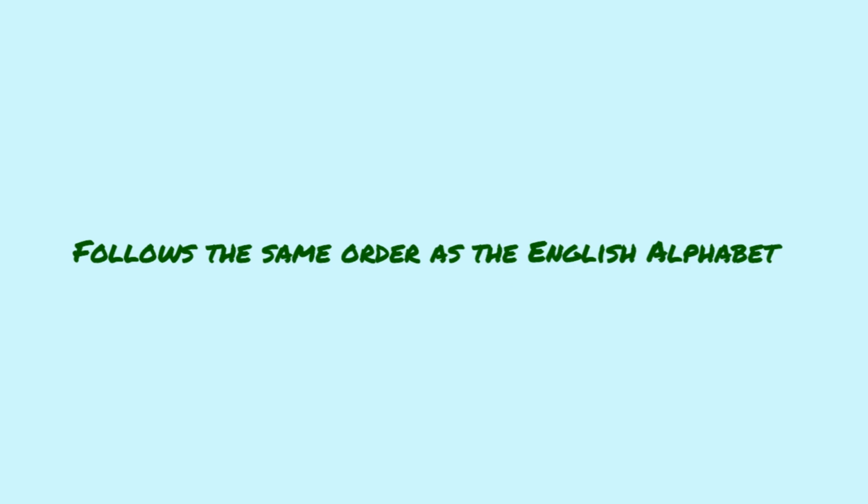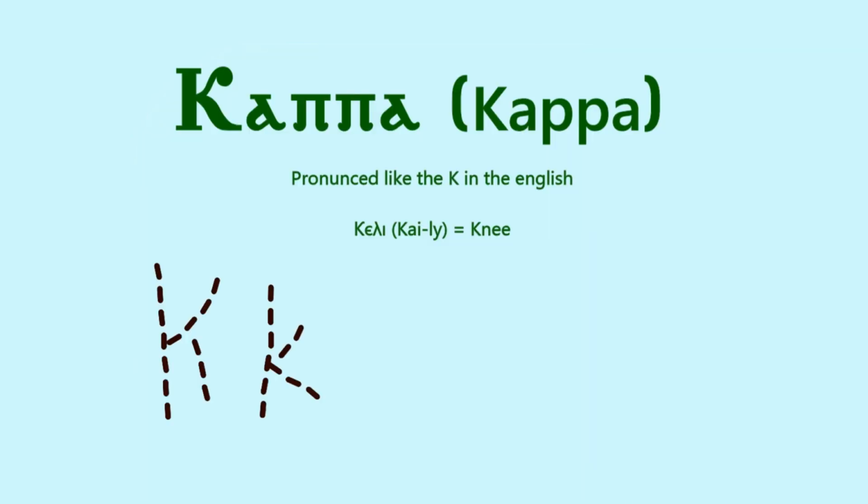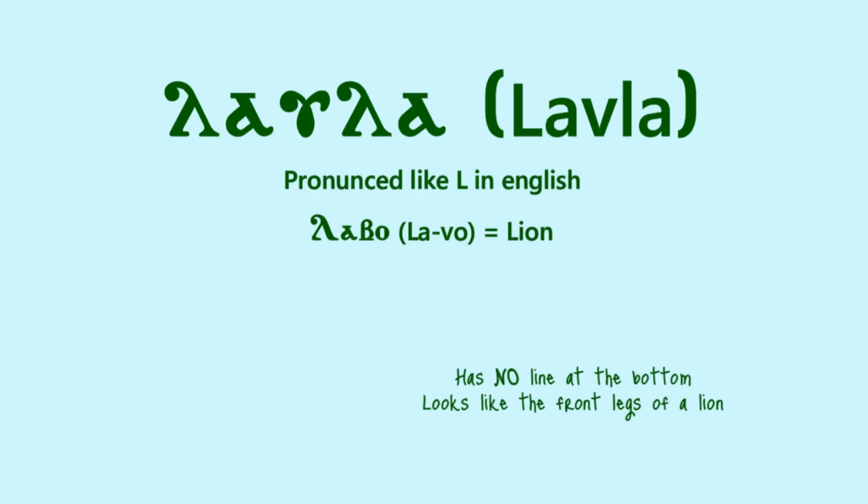Now we have the second group of letters. These are going to be like in the same order as in the English alphabet. So kappa, lavla, me, ni. Just like in English, K, L, M, N. First one, kappa, is K sound, like I said. Word for that is keli, which is ni. The second one is lavla.